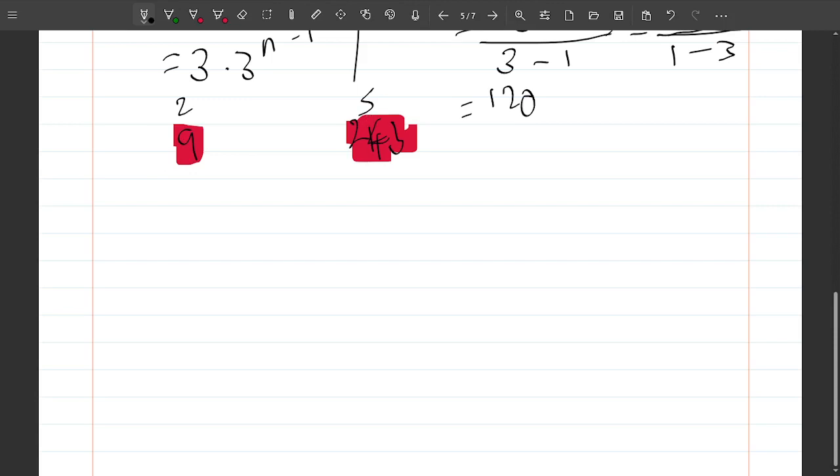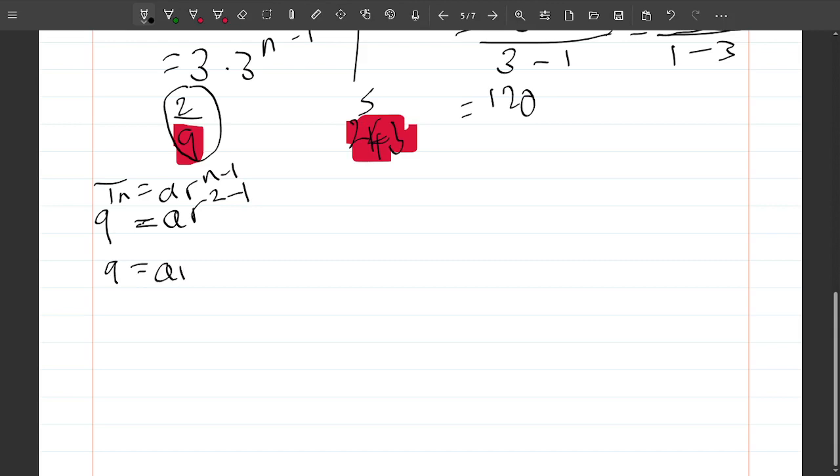So I know that T_n is equal to a r^(n-1). I'm going to make the substitution for term number 2. I know the T_n should be 9, and a is the first term, which I don't know. Then r, I don't know that either. However, I know n. The n is 2, that's the term number, minus 1. Then I'm going to clean this up to become 9 equals a r. Then 2 minus 1 is just 1, so I don't need to write that.